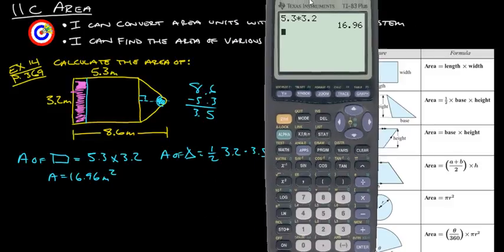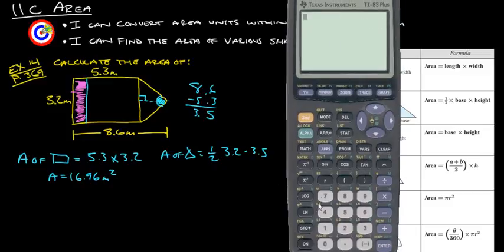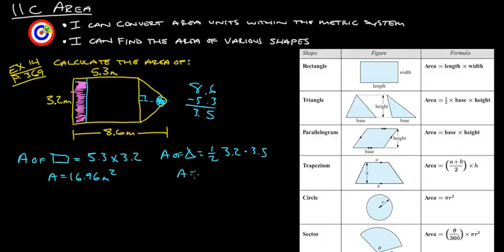Okay, so bust out our calculator for that. 0.5 times 3.2 times 3.5, and we get 5.6 meters squared. 5.6 meters squared. Add those two together. So let's just call this 17.0 plus 5.6 gives us 22.6 square meters.